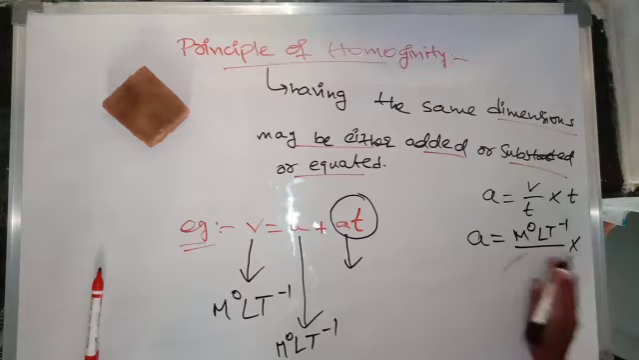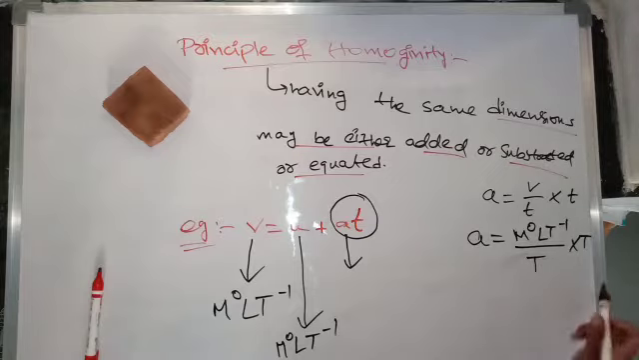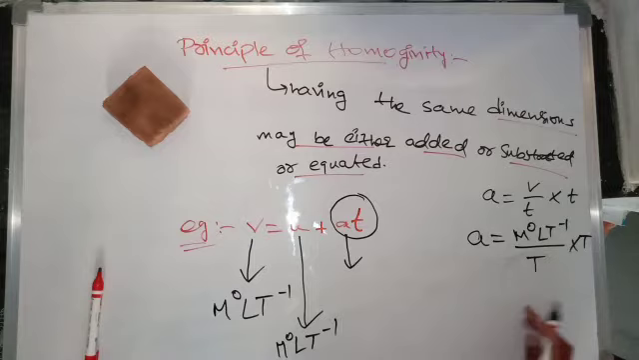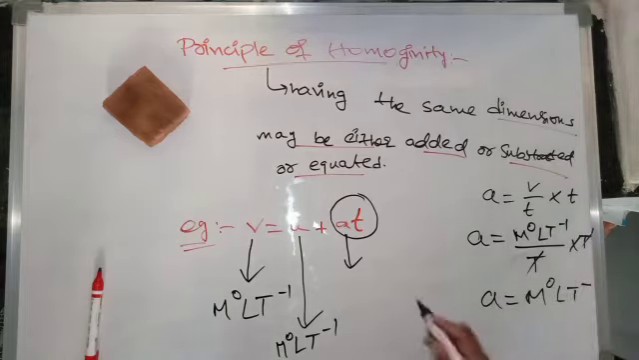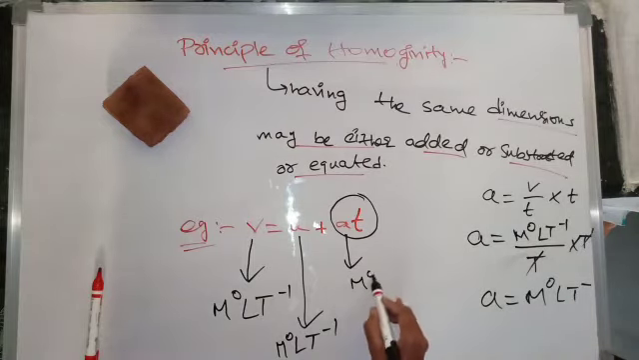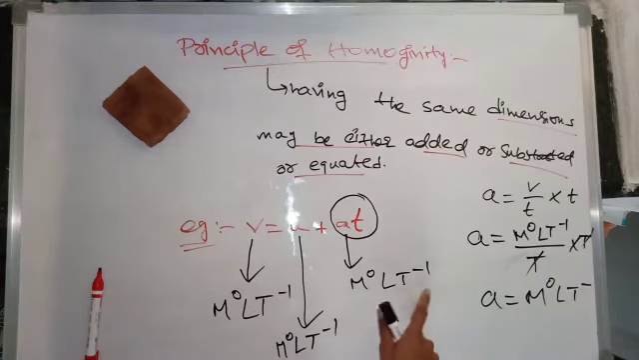Here I will write the capital T for easy calculation. T power minus 1, T power 1, the T gets cancelled simply. Then the dimensional formula for acceleration is M naught L T power minus 2. So the dimensional formula for a into t is M naught L T power minus 1.